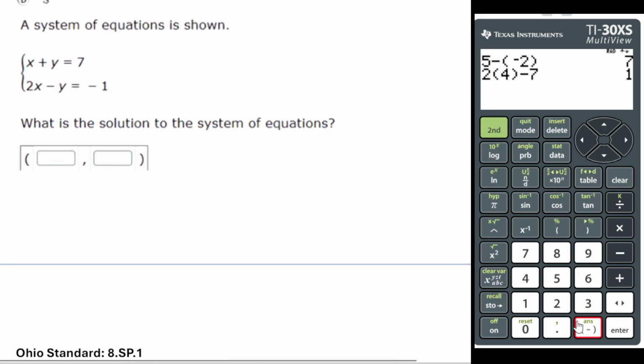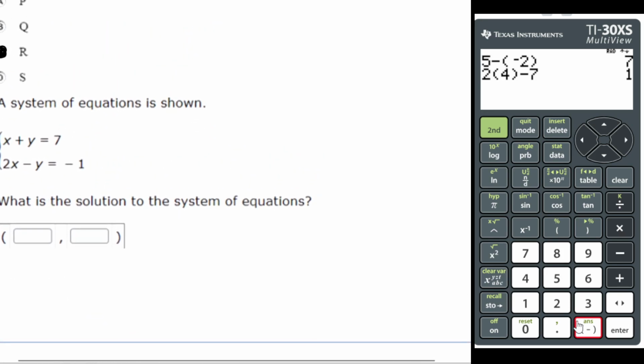All right. A system of equations is shown. x plus y equals 7. 2x minus y equals negative 1. Okay. So, the first step to solving a system of equations is that you're looking for something. You're looking for either an x equals or y equals, so that you can do this by substitution.